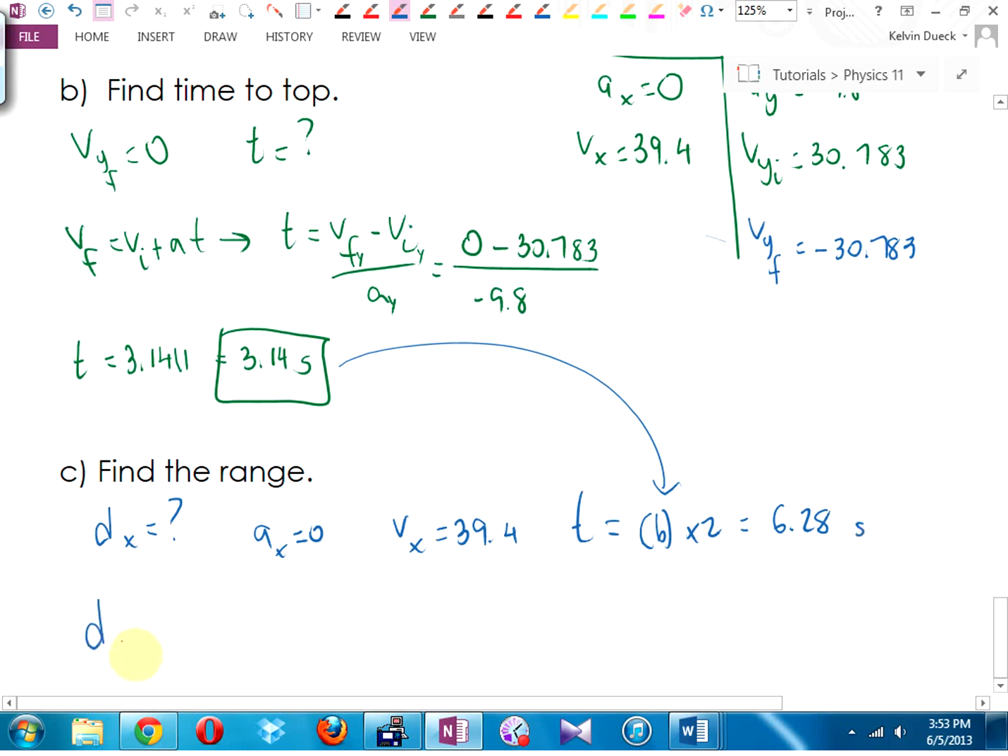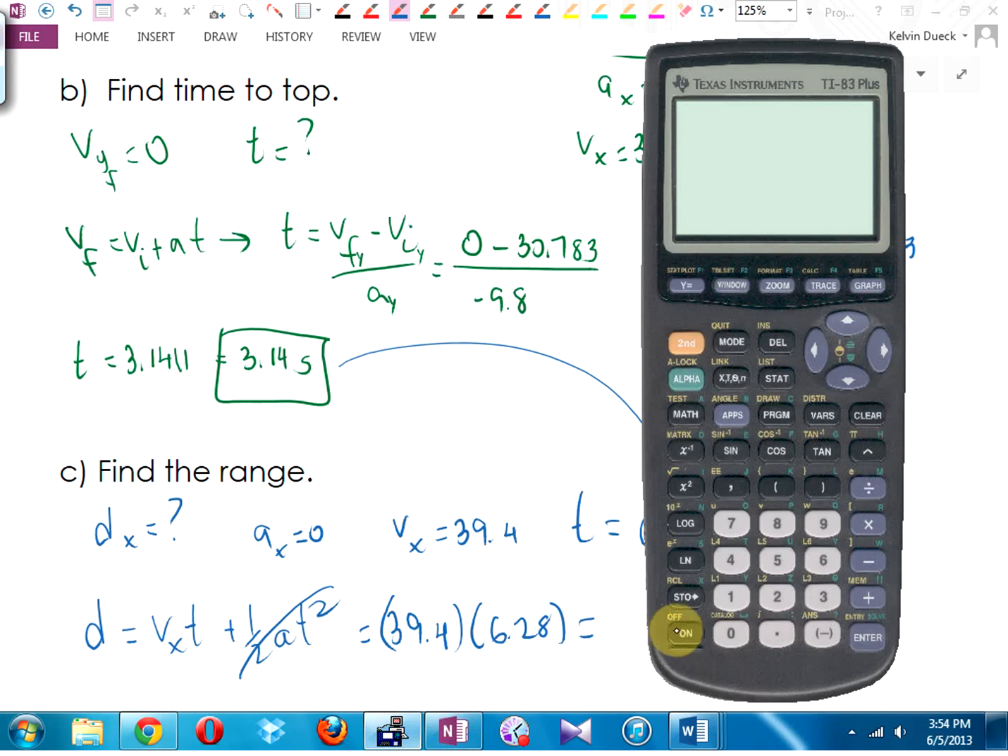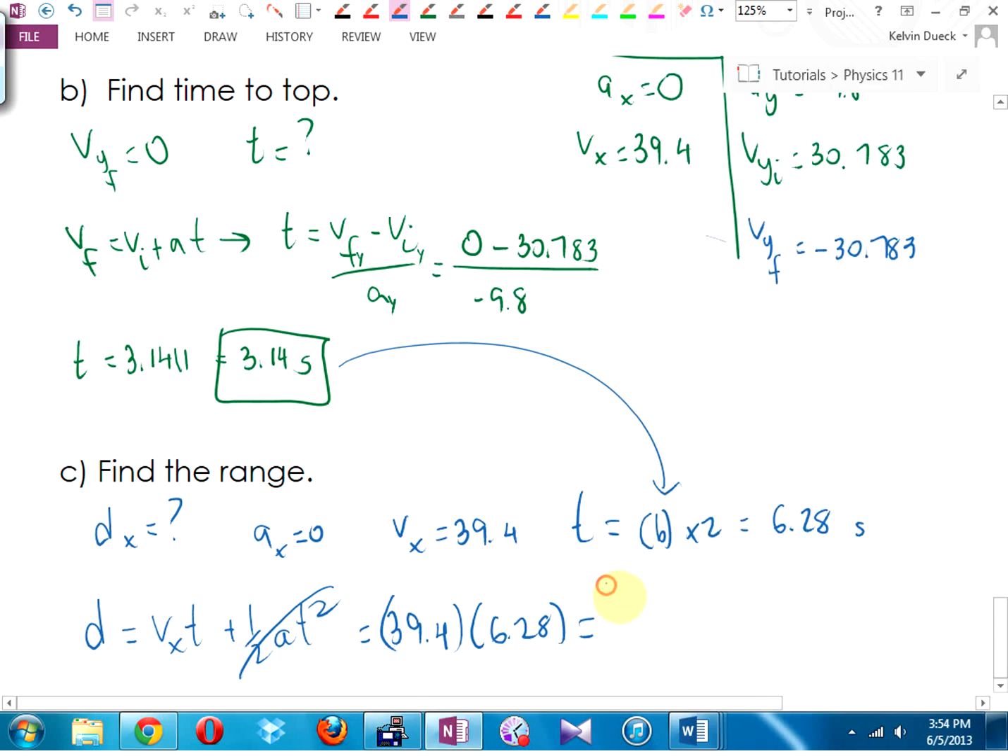So the range is going to be, well, it would be vxt plus a half at squared technically, but what's going to happen to the half at squared? Gonzo. So it's going to be 39.4 times 6.28. I have this time still stored. I'm going to go times 2. There's my 6.28 times 39.4. 247.5, 248-ish, 247. I'd probably take both meters. That's a good chunk. That's a good throw. 2.5 football fields. Probably not thrown by a person.